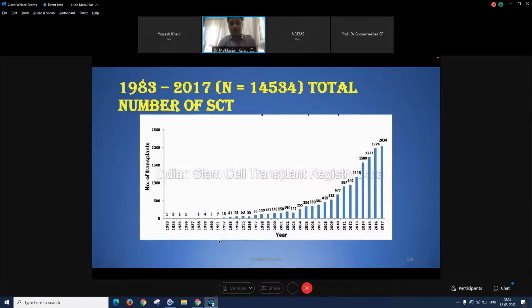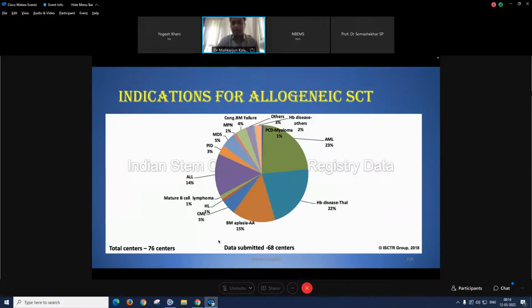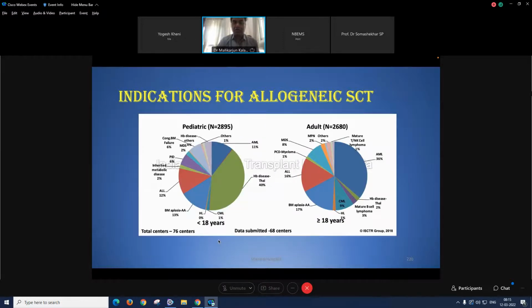And in India, we started transplanting sometime in the late 80s, and the number of transplants has gone up exponentially. This is data from the Indian Stem Cell Transplantation Registry, and I'm sure the updated data shows that transplants have indeed increased exponentially. And again, the common indications are, about a quarter of transplants are for hemoglobinopathies, another quarter are for acute myeloid leukemia, whereas in autologous transplantation, almost half of them are for plasma cell dyscrasia, like multiple myeloma.